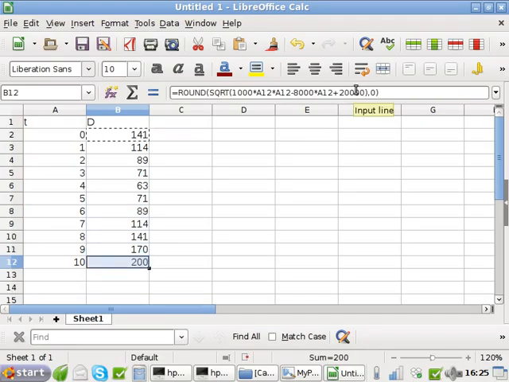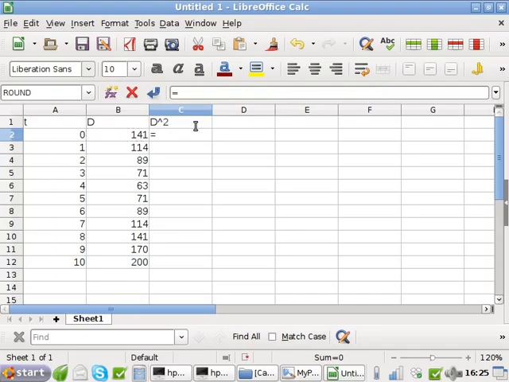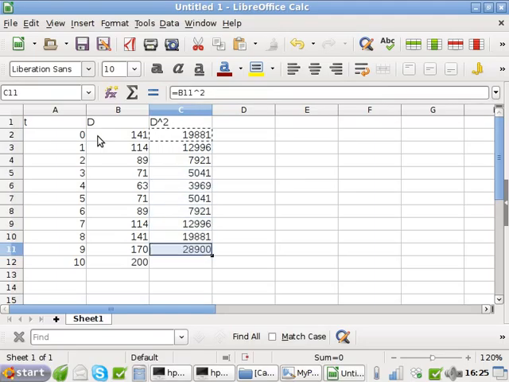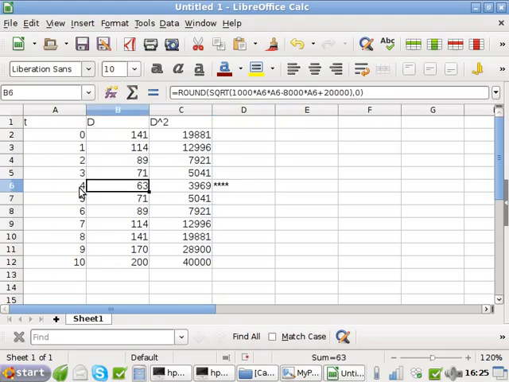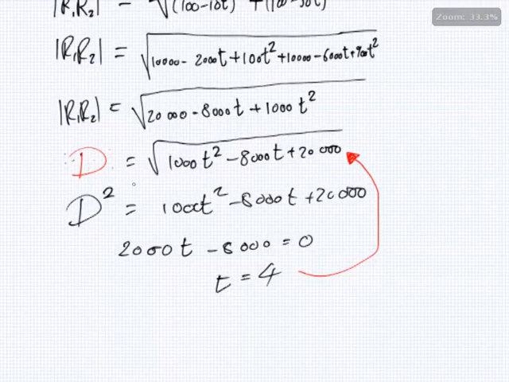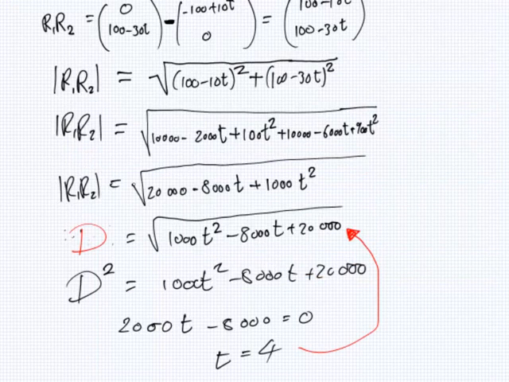So it starts off 141 meters, then 114 meters, then 89 meters, then 71 meters, then 63 meters, then 71, 89, 114, 141, and it's getting further apart now. If you calculate the d squared, you can see that the minimum d squared is at exactly the same time as the minimum distance. So it makes sense that the time is 4 seconds. They're closest together at 4 seconds, and the distance is 63 meters when that happens.